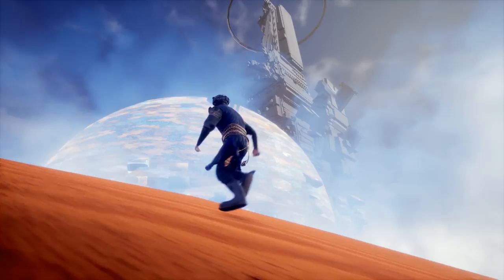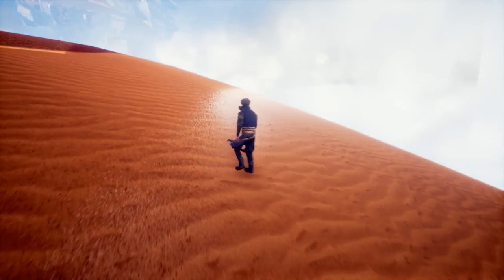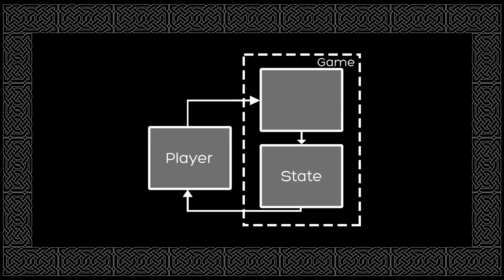So, let's update that diagram in order to account for what we now know. Constraints can be further divided into categories of constraints that are currently active and constraints that could become active in the future.